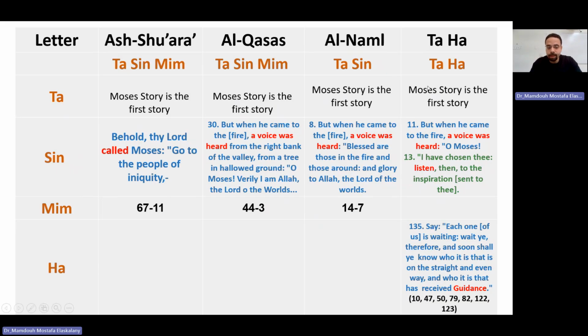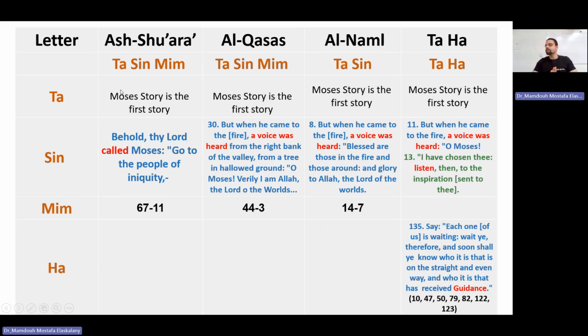So what about the ha letter? The ha letter only exists in Surah Taha, and one thing only is added, which is not even found in the previous surahs. In Surah Taha, we have the theme of guidance. Guidance is added to the surah. It is never mentioned in the previous three. Guidance in Arabic is huda. The initial of this word, huda, is the letter ha. So ha refers to huda, which in English is guidance. So we said that ha is guidance, meme is detailed, seen is listening, ta is Moses.